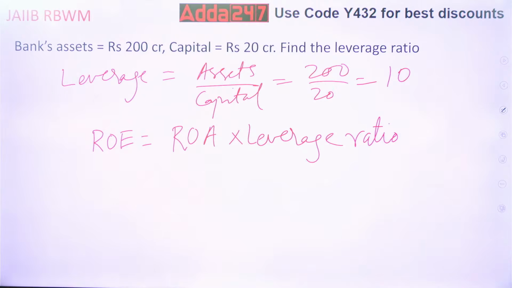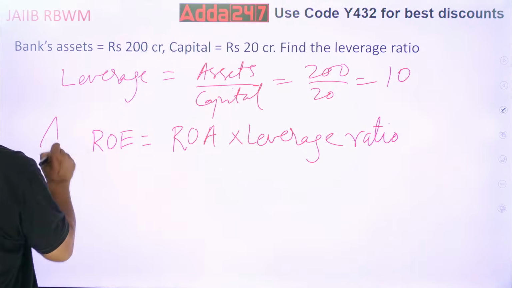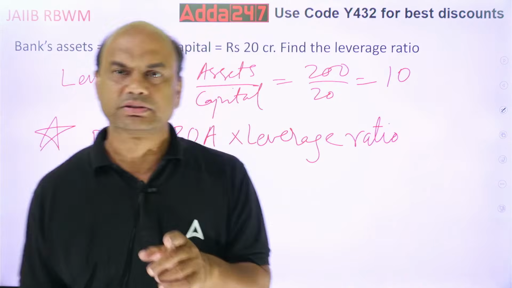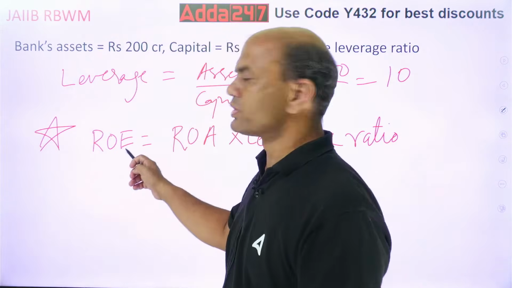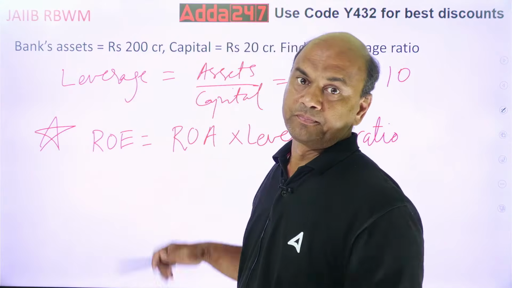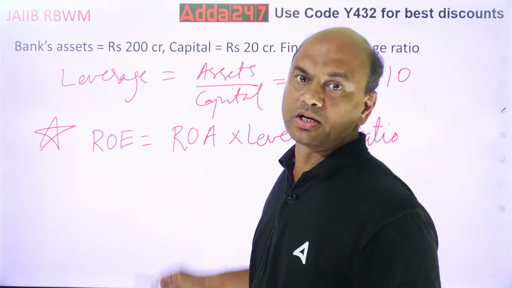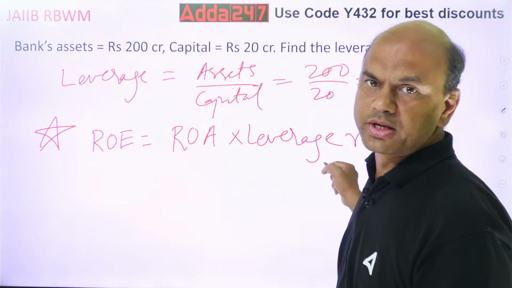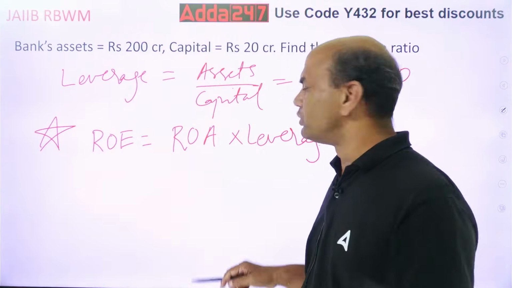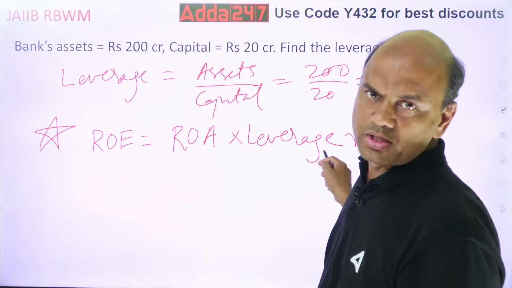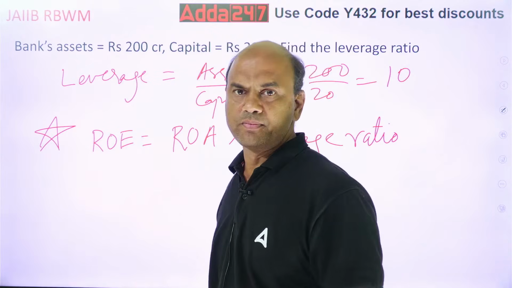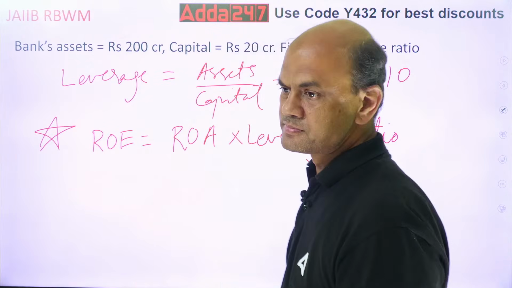This is a star marked relation. There are very high chances you will get a question on this. ROE equals ROA into leverage. They will give you ROA and they will give you leverage, and then they'll ask you to find out ROE. Okay? Clear?